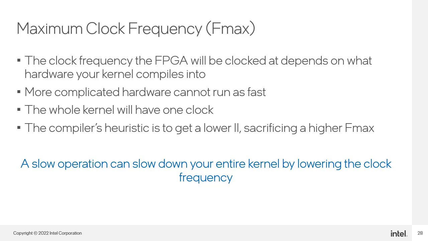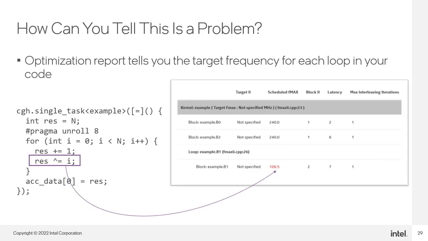We will look at ways you can let the compiler know this. You can find the target frequency for each loop in your code in the optimization report under the loop analysis section. This Fmax is a theoretical value. See how each block in the report on your screen has its own Fmax shown. Since the entire kernel will have only one clock, all of the blocks inside of the kernel will have one clock. The block here that has a frequency of 106.5 will eventually be the kernel clock frequency, thus slowing down the entire kernel despite the others having a higher clock frequency.